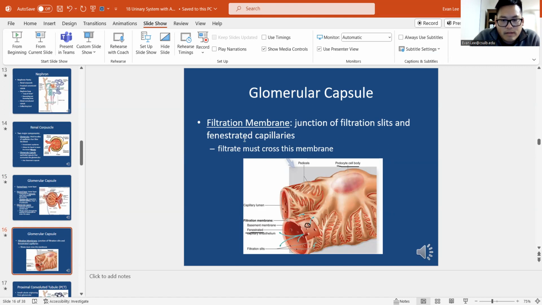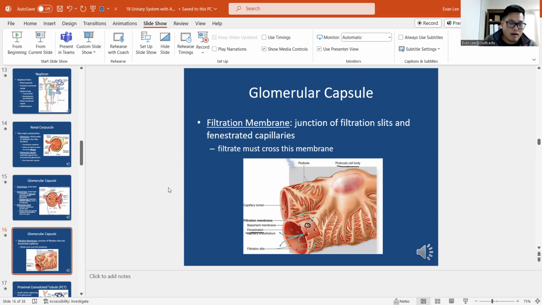So if you look closely, the filtration membrane is going to be formed by both the fenestrations of the capillaries. So look closely, you can see all those little tiny holes, but then you can also see the filtration slits surrounding the capillaries formed by the podocytes. And this is once again going to help with keeping the large stuff in the blood while the small stuff does come out. And like we were saying earlier, even though you have both of these that prevent stuff from coming out, a lot still comes out.